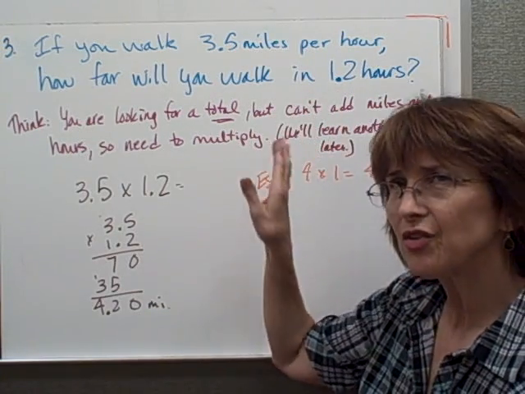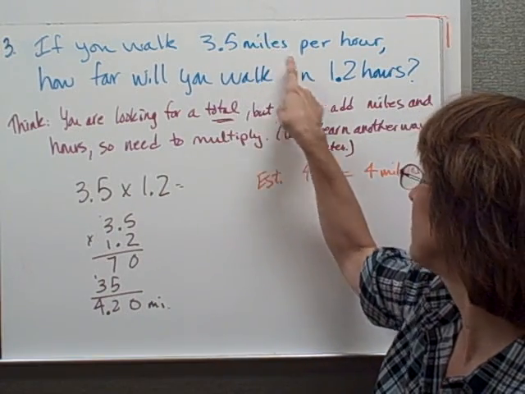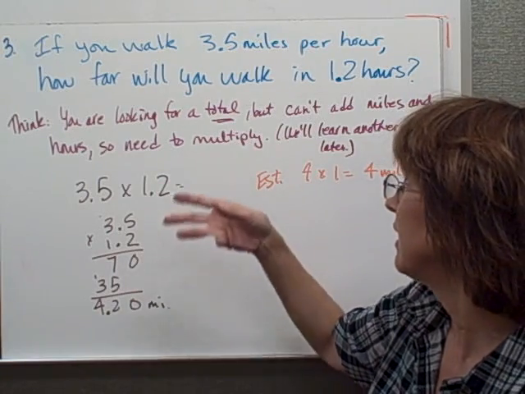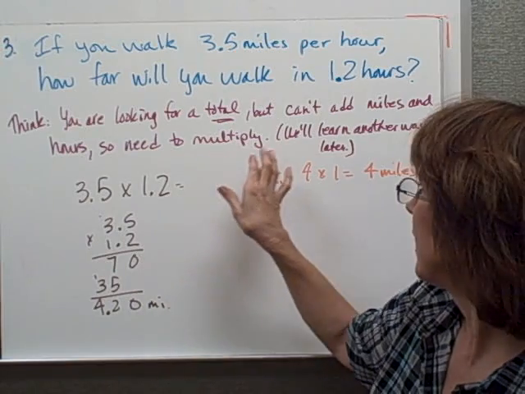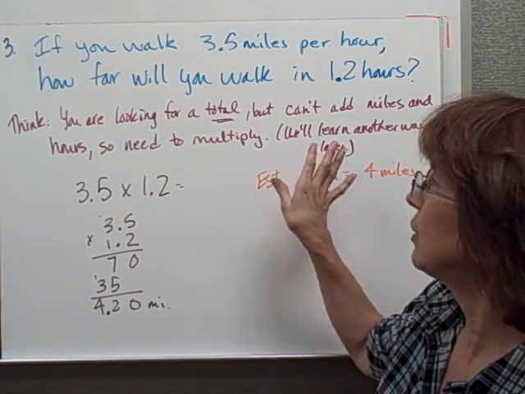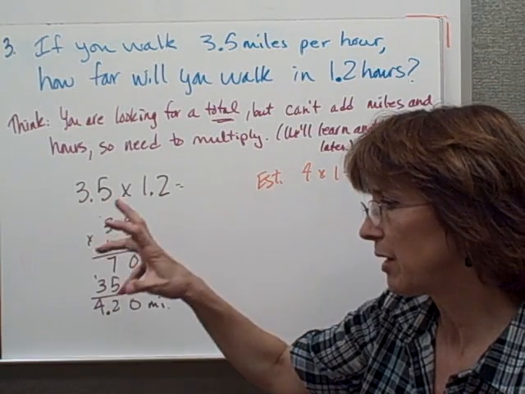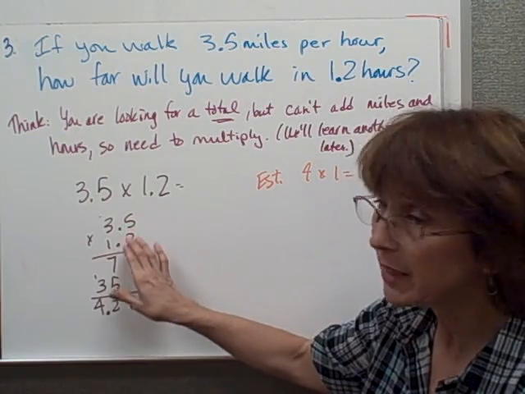But you realize you can't add here. Usually for total you add, but you can't add miles and hours together. You can't really do that because they're two totally different things. So then you would need to multiply and use repeated addition. Well, later on we're going to learn another way to solve this problem. Right now just think, okay, I want a total amount, I need to multiply. So you set them up. You don't have to line them up. They end up lining up, but that's okay.